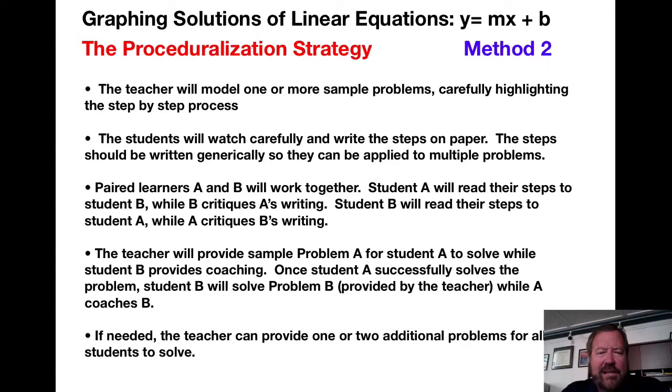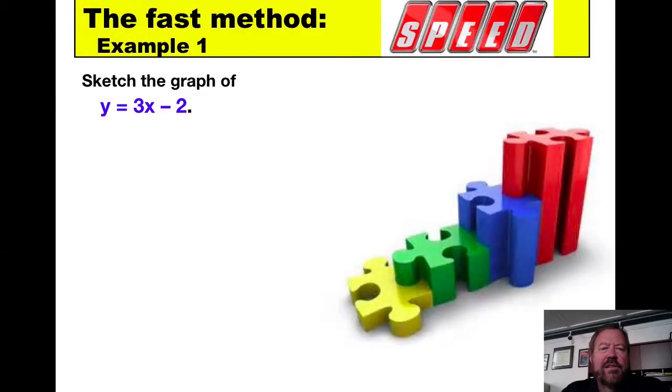And then once they've got their steps certified, the teacher will provide 2 examples: a problem A for student A to work while B coaches, and then a problem B for B to work while A coaches. And so the proceduralization strategy is a great way to promote collaboration and communication. So let's take a look at the example that the teacher would actually model while the students take notes.